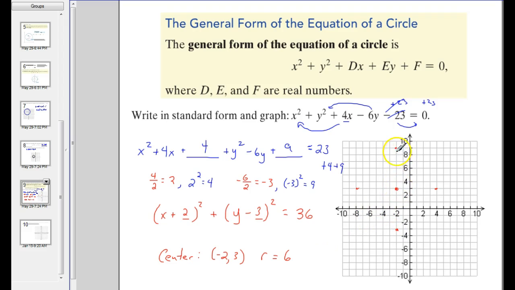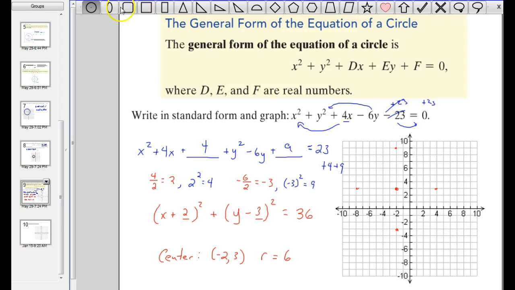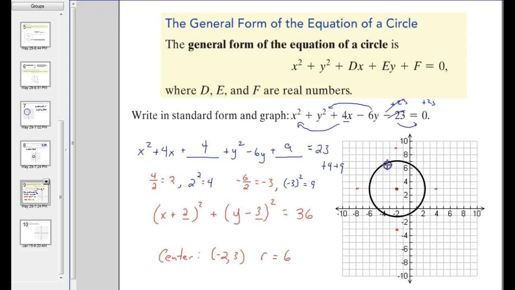So 9, 4, -8, -3. Okay, it doesn't look very circular, but that's because of the grids. Alright, so there's our circle. Alright, last example. This is a tough one.